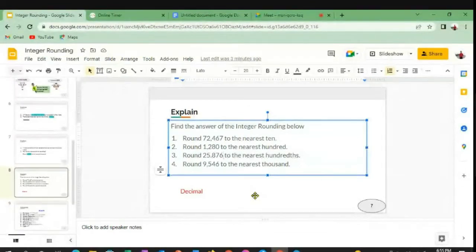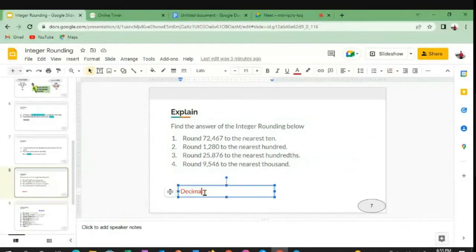So for example, in your exercise, which one is the target number? The target number is 7, in 25.876. And we look at the number to the right. When we round to the nearest 100, you look at the 1,000 digit. And the 1,000 digit is 6, greater than 5.